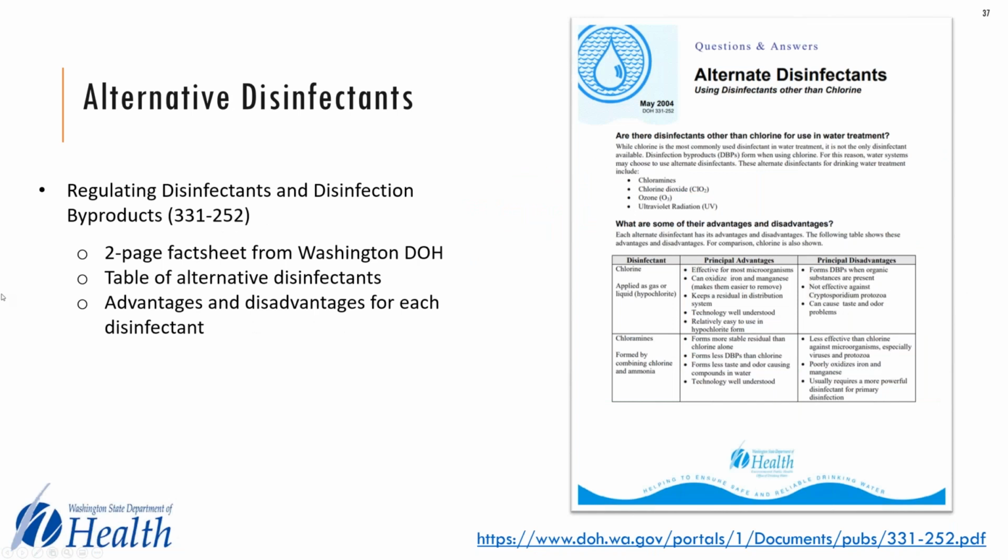The next resource is the fact sheet that I mentioned previously. It's from Washington Department of Health, and it's the alternate disinfectant fact sheet. It's a 2-page fact sheet, and it has the table of alternate disinfectants and provides the pros and cons of each alternate disinfectant. It gives water systems considering changing their disinfection option a way to understand what options are available and what option may fit their facility the most.